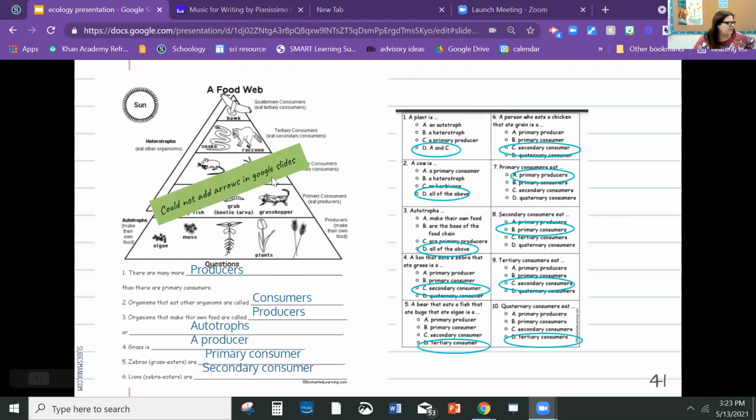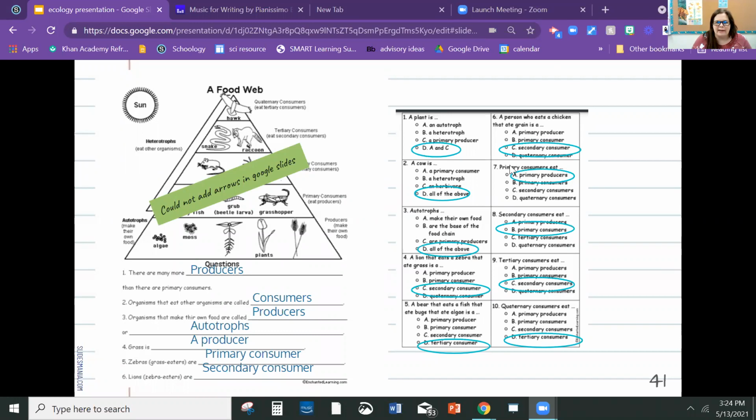So here I didn't add the arrows because they were getting hard to draw correctly on Google Slides here. So I skipped that part. Perhaps you added yours like you were supposed to. There are many more producers than there are consumers. Organisms that eat other organisms are called consumers. Organisms that make their own food are called producers or autotrophs. Remember, the prefix auto means self, troph means food. Grass is a producer. Zebras are grass eaters, so they are primary consumers. And then lions eat zebras, so they'd be secondary consumers.